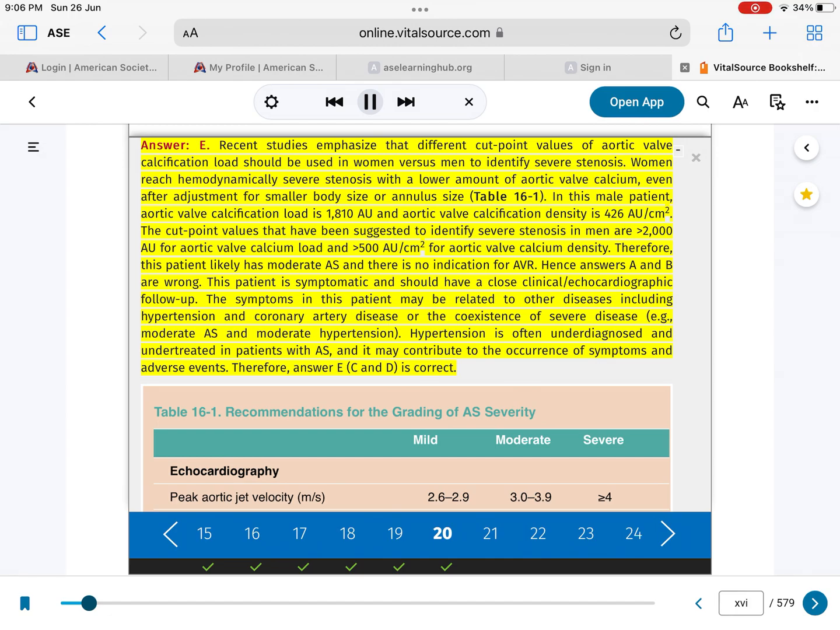The symptoms in this patient may be related to other diseases including hypertension and coronary artery disease or the coexistence of severe disease, e.g., moderate AS and moderate hypertension. Hypertension is often underdiagnosed and undertreated in patients with AS, and it may contribute to the occurrence of symptoms and adverse events. Therefore, answers E, C and D are correct.